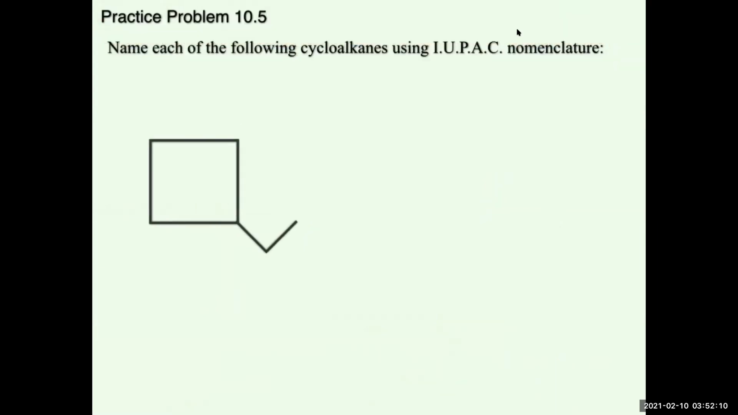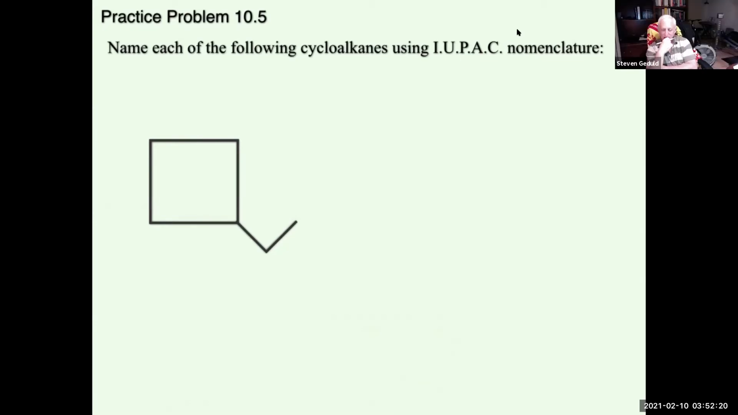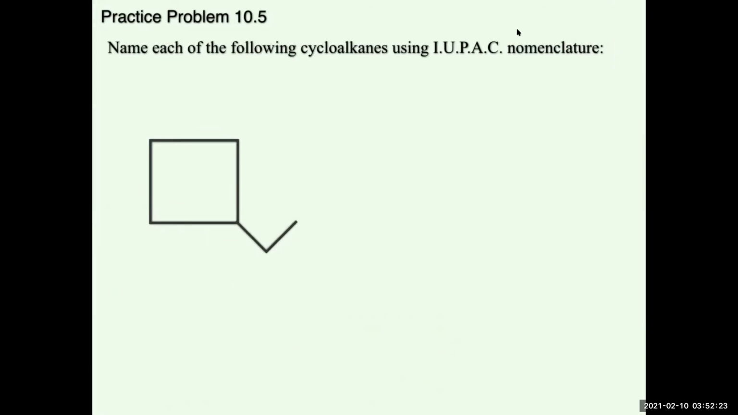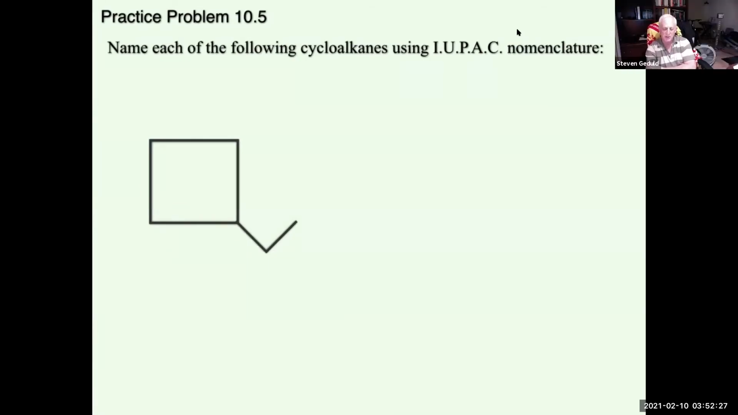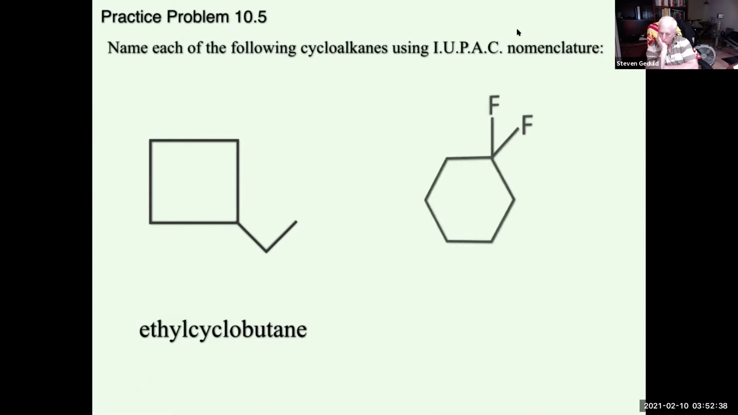What's that one look like? Butane, right? Ethylcyclobutane. You got it. Ethylcyclobutane. Ethyl attachment, 4 carbons in a circle, so ethylcyclobutane. Oh, yes. Okay.